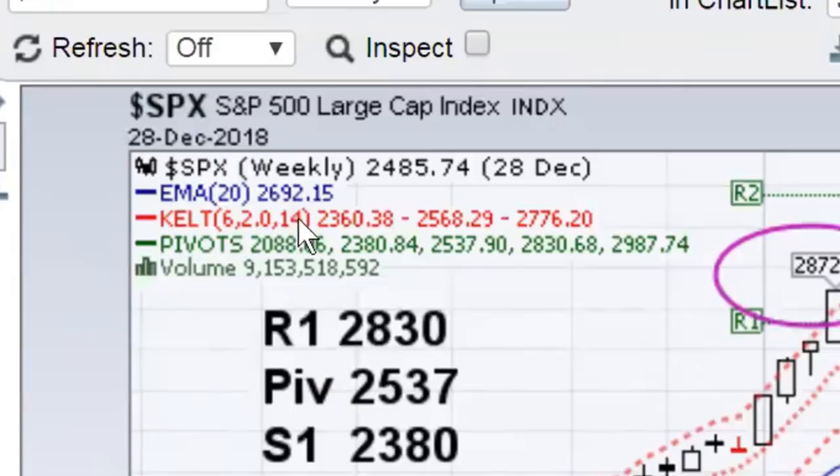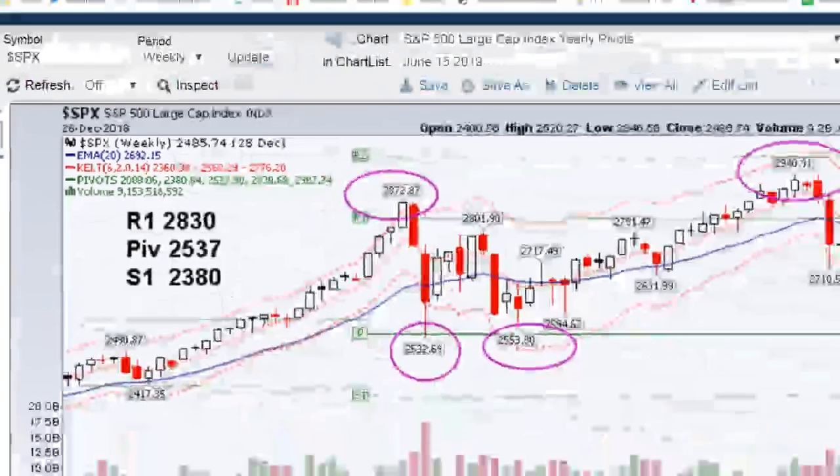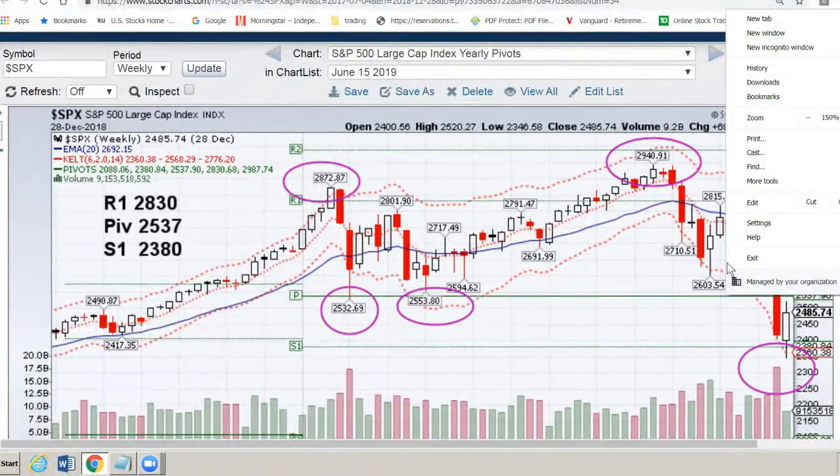But you can see that this is for 2018. The pivot was at 2537. The R1 was at 2830. The R2 was at 2987. Okay, and the S1, the support, was at 2380 and 2088. And all this data, and of course the 20-week moving average at the end of the year, was at 2692.15. So let's look at this a little more closely.